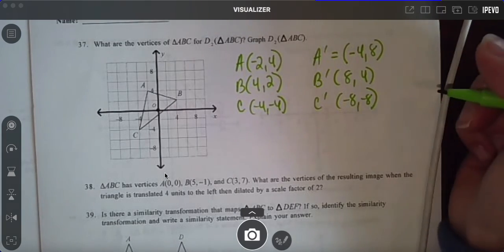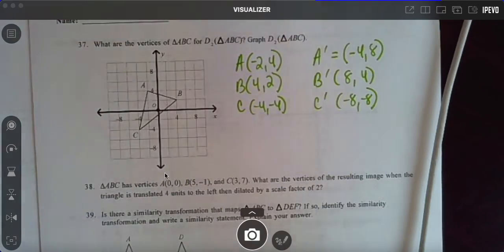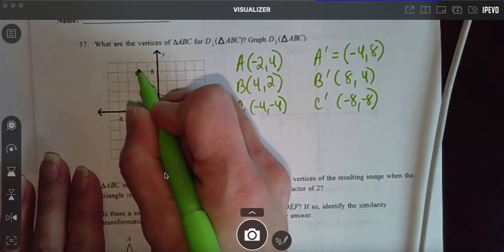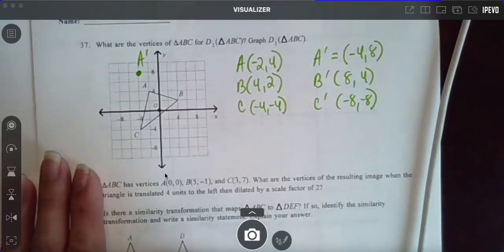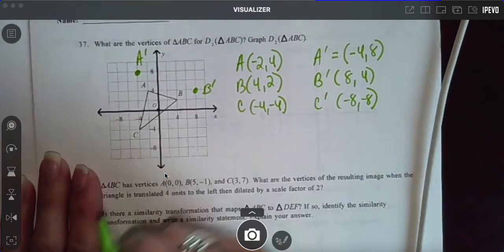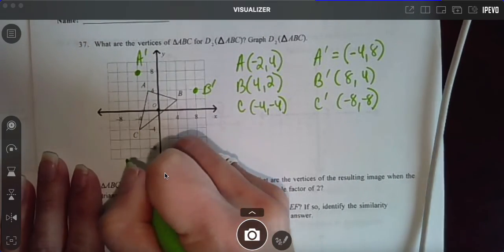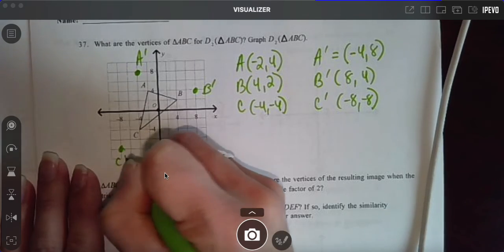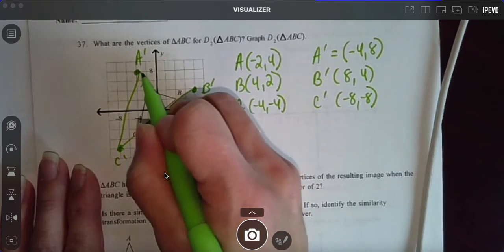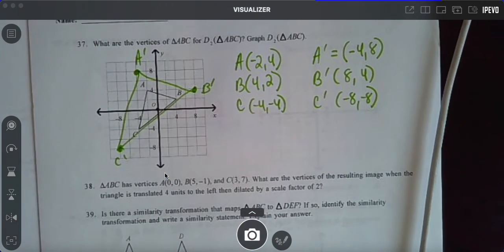Okay, so here's my new object, right? And then I would graph it. So I'm going to go over negative 4 and up 8. There's A prime. Over 8 and up 4. B prime. Negative 8 and down 8. And that's C prime. And it should be, if I could draw good, the same shape of the triangle. It's just 2 times bigger. So you should see the same shape. That's a good one.